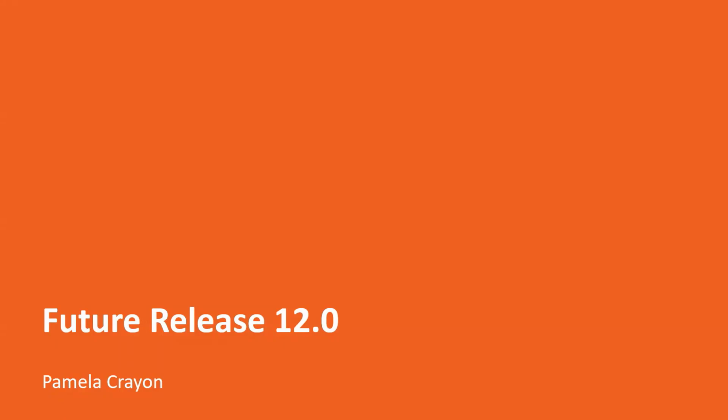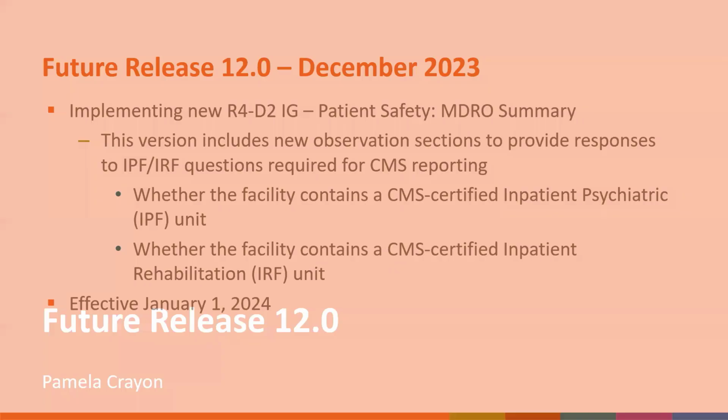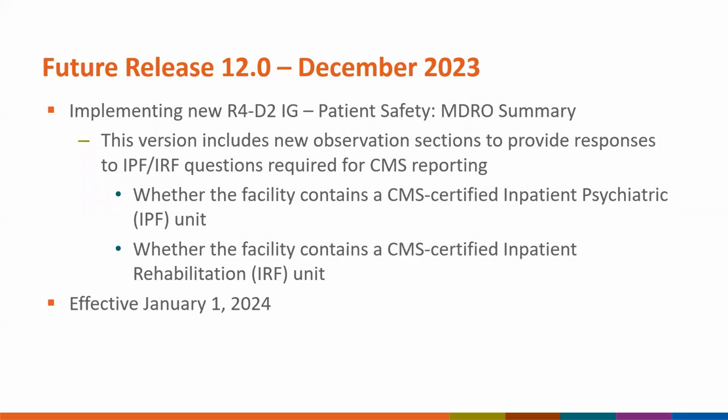Thank you. So our end of the year, the future release 12.0, next slide, please. Which will be December 2023, but effective January 1st, 2024, we will be implementing the new implementation guide R4D2 for patient safety, the MDRO summary. This version includes new observation sections to provide responses to IPF/IRF questions required for CMS reporting. So whether the facility contains a CMS certified inpatient psychiatric unit or whether the facility contains a CMS certified inpatient rehabilitation unit. So that will be available effective January 1st, 2024.